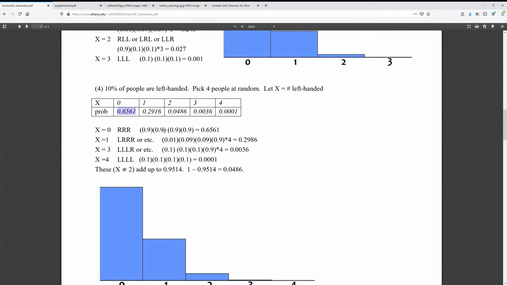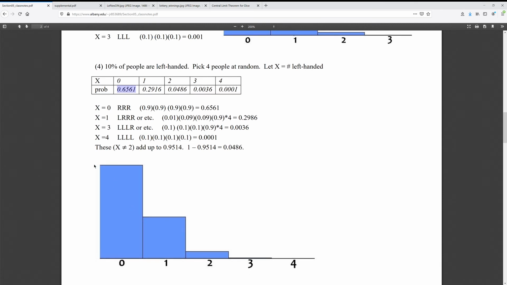So 0.9 times 0.9 times 0.9 times 0.9 is 0.6561. So that's the height of this bar, 0.6561. Exactly 4 left-handed people: left, left, left, left. So 0.1 times 0.1 times 0.1 times 0.1 is 0.0001, 1/10,000th.